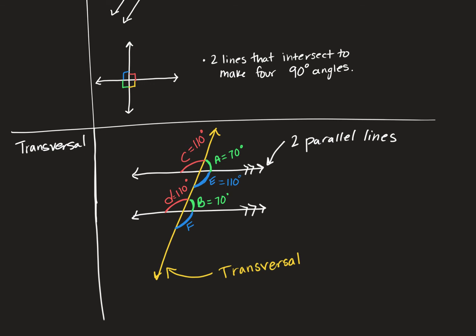And if angle E is 110 degrees, that means angle F is also 110 degrees. Why? Well, because they're corresponding angles. We could also say F is across from D. They're vertical, so they both have to equal 110 degrees. And last but not least, there's one more pair of vertical angles, and I'm going to write this one in purple.